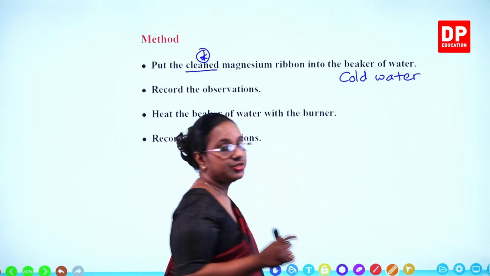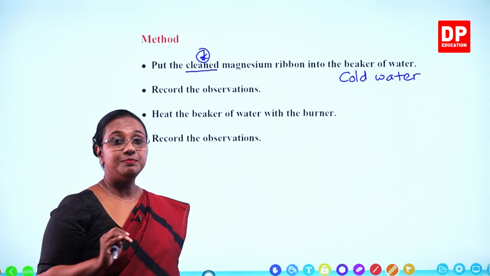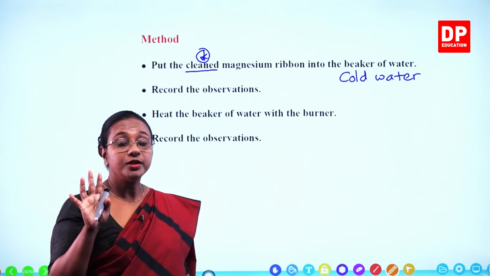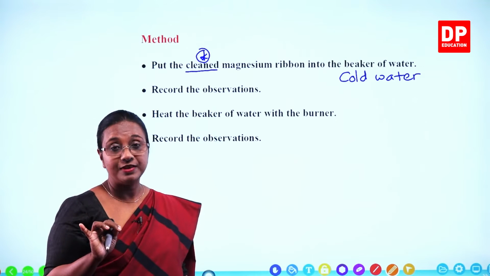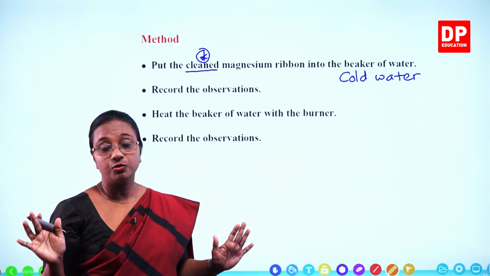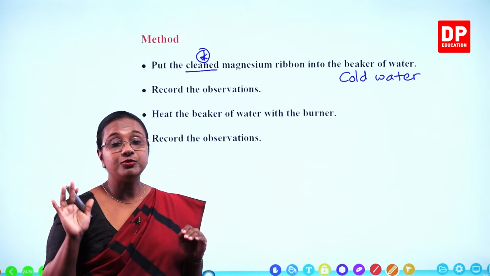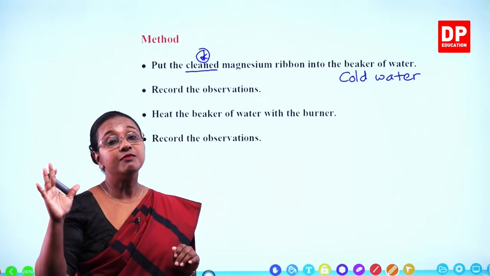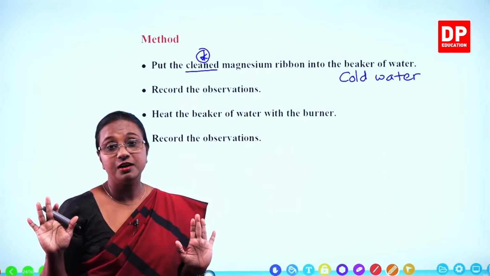So I told you all, students, we discussed it before. There are three instances: cold water, hot water and water vapor. Now sodium reacted violently with cold water, so we don't have to think about heating it. That will obviously be a violent reaction, so we did not try it.